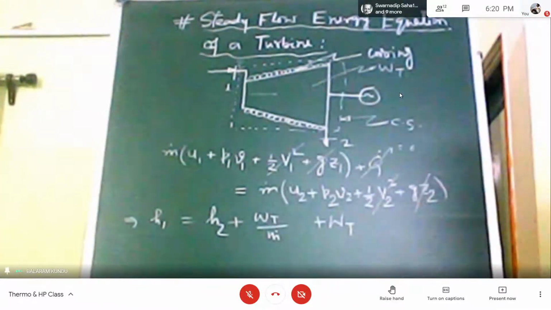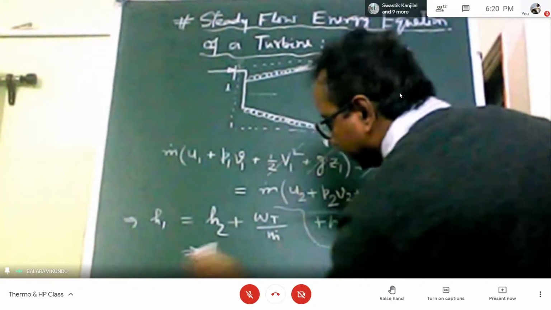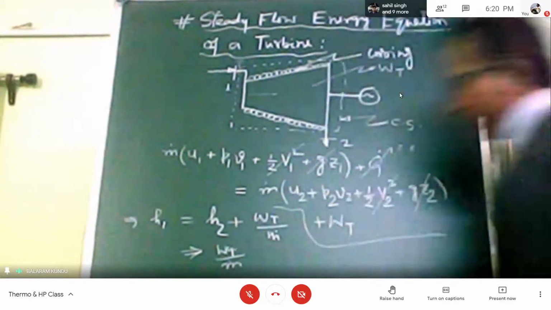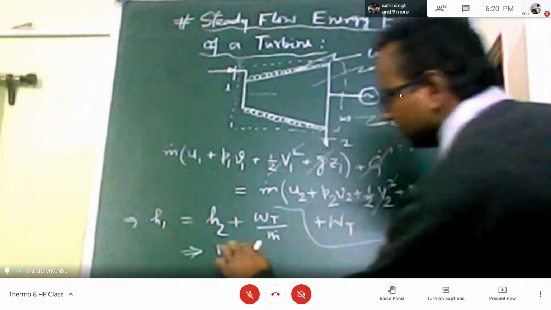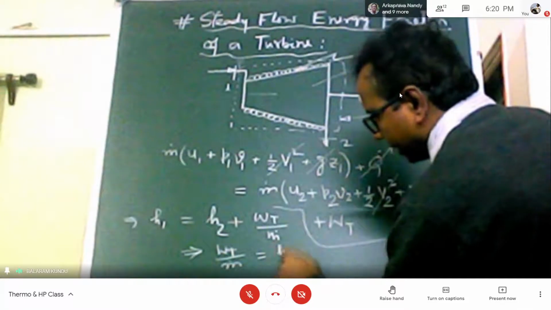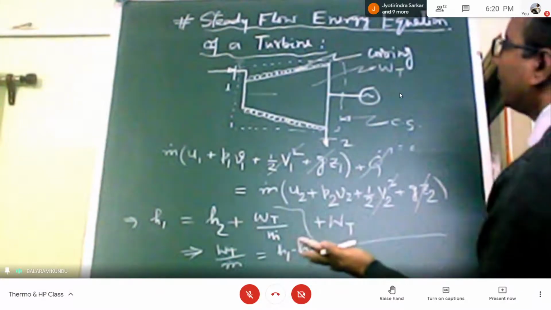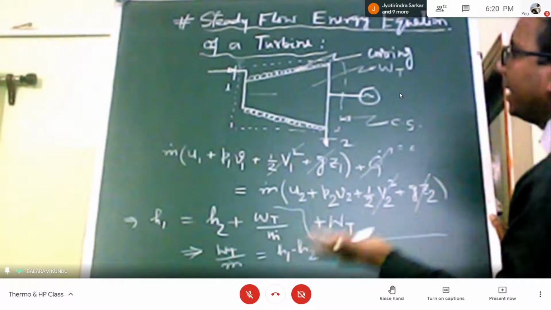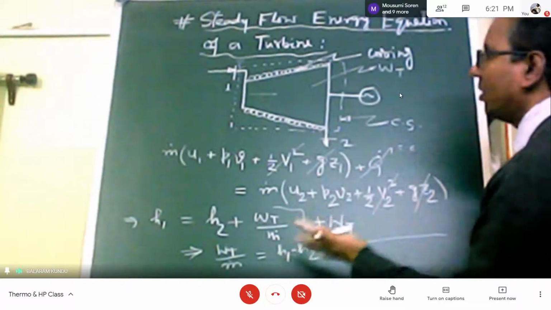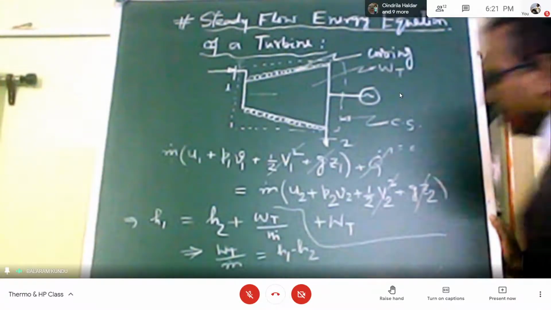So therefore, turbine work can be written in this way. Wt per kg of mass flow rate of steam or working fluid, that is your turbine work, should be equal to H1 minus H2. That means the turbine will develop power at the expense of the energy of the working fluid. So that is your turbine.